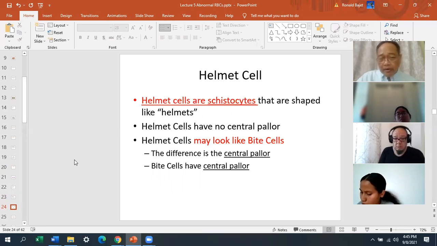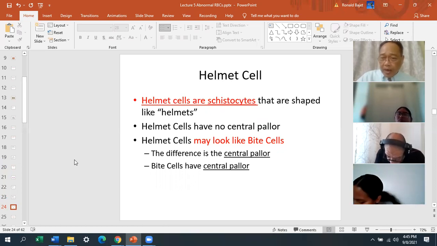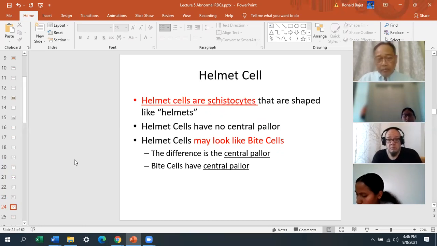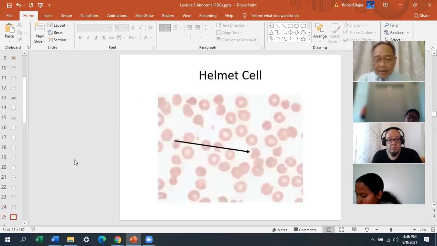The way that you can tell the difference between a helmet and a bite cell is that a bite cell has central pallor and a helmet cell does not have central pallor. And remember, helmet cells are smaller. Bite cells are normal size with a bite on it, and should have regular central pallor. But helmet cells, like I said, are destroyed red blood cells and do not have central pallor. So that's the difference between a helmet cell and a bite cell. Okay, this is a helmet cell. It's supposed to be smaller, but you can see how that can look like a bite cell, but it's actually a helmet cell.